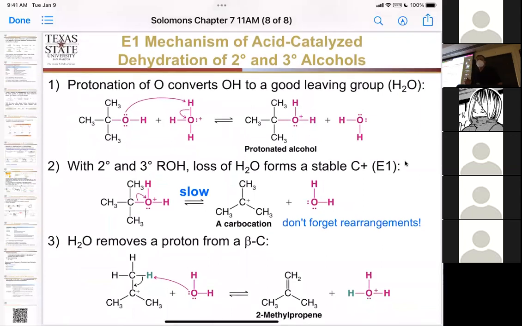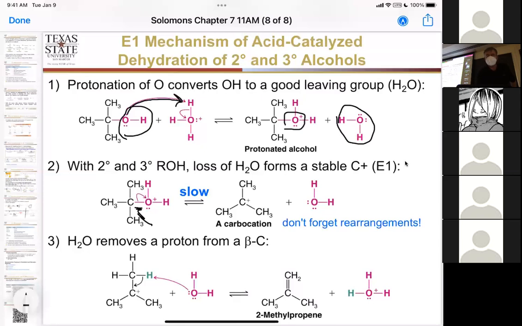The first thing we're going to do is protonate our alcohol here by having the electrons from the lone pair of the oxygen reach out and grab that hydrogen, making a new sigma bond. When we do that, we change the formal charge on oxygen to +1, and we now have our neutral water. We're going to use that in a little minute, okay? Now we have the slow step, which is the breaking of this sigma bond to give us neutral water and our carbocation. That's our slow step. Both the secondary and tertiary go through that carbocation, that E1 mechanism.